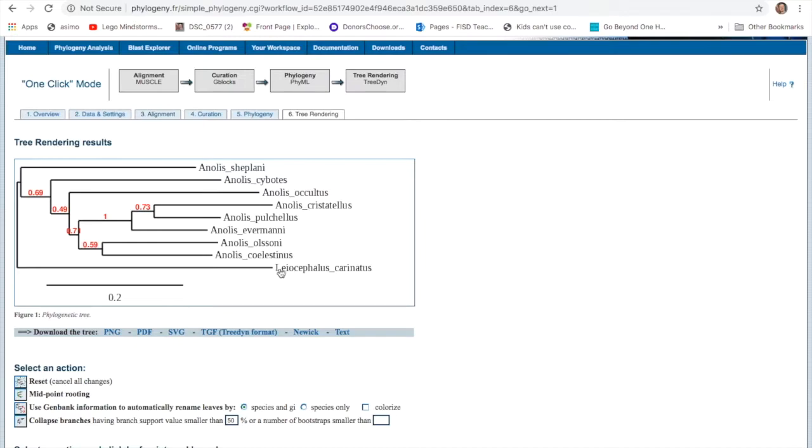And this one isn't even an anole. It doesn't belong to the Anolis genus, which is the name for all of these different anoles. This is another kind of lizard, which means that it diverged the longest distance away.